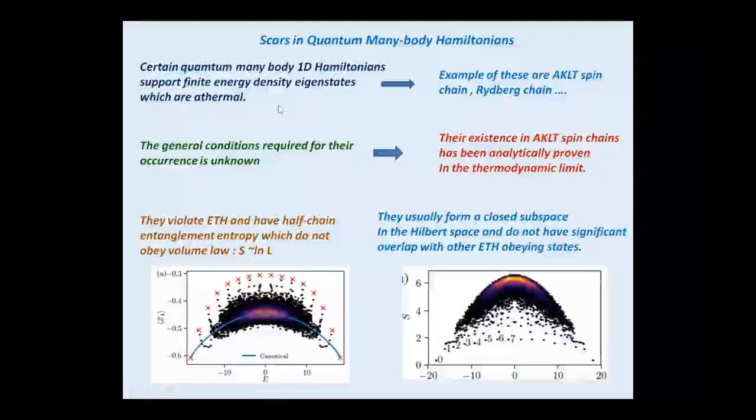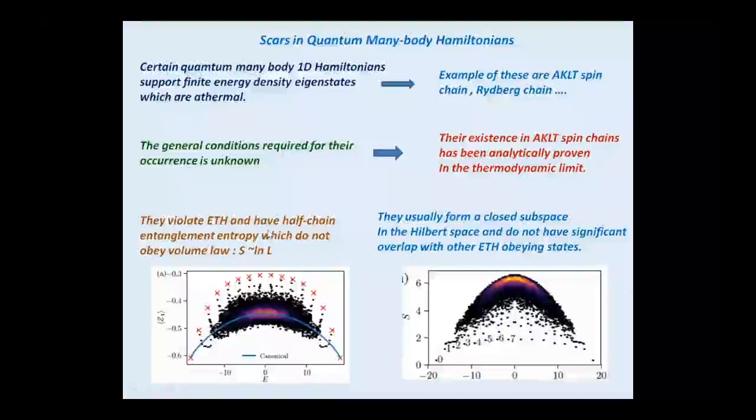And in many systems, particularly where there are constraint conditions in the Hilbert space, they show up. The general condition required for their occurrence is not known. However, it has been seen that whenever your Hilbert space has some constraint conditions, which we'll see in the case of Rydberg atoms, these scars show up. Because they have this area law entanglement and they are athermal, they violate ETH.